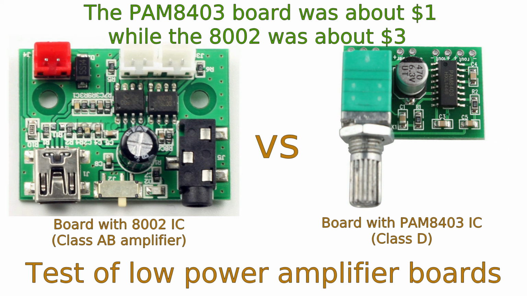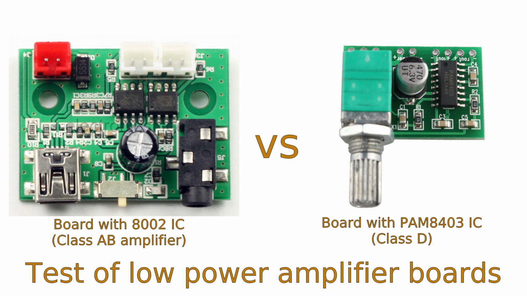The Class D amplifier board was about 3 times cheaper. But they were both really cheap, so when you are buying just a few of them, I don't think the price really matters. It's just the performance. And of course this test was purely subjective.